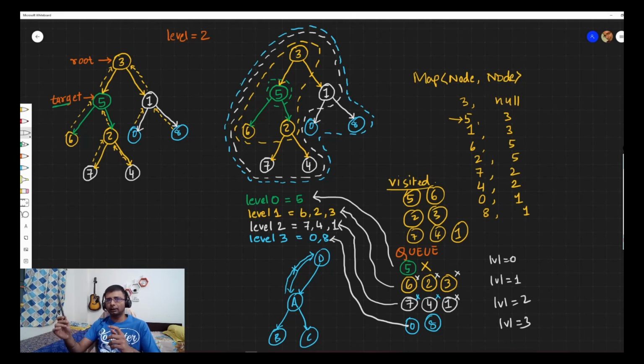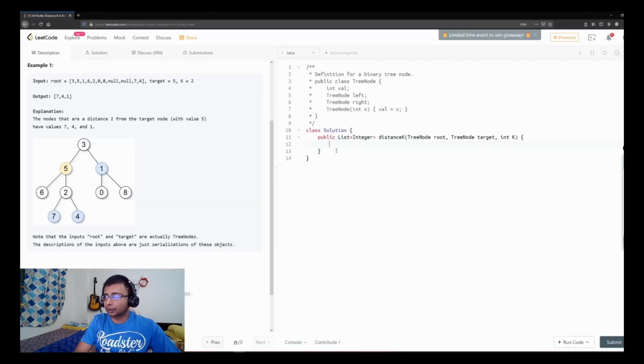So we'll head over to LeetCode and try out the solution. What we are supposed to return is a list of integers. Let's call that result, which will have the final result at the end, and at the end we are going to return this result back. We are going to create an array list. The second thing that we need is the map, which will store the parent mapping.